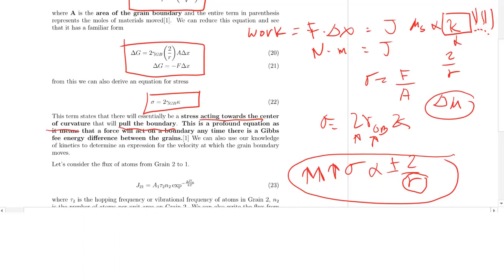So that's about it for this video. We're going to talk about the kinetic aspect, another way you can think about nucleation and growth kinetically, and then we'll move on to 2D grain growth and then Ostwald ripening.